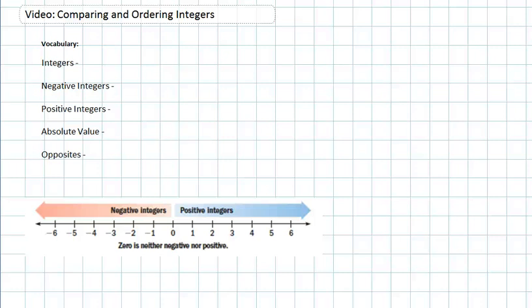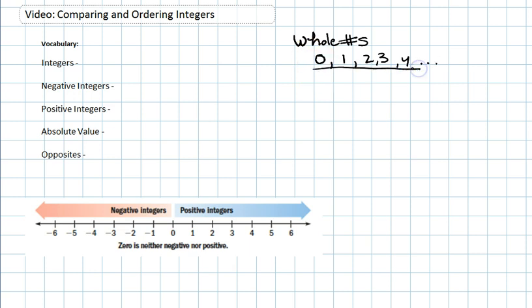This video is on comparing and ordering integers. Let's start by reviewing some vocabulary. What is an integer? Well, let's start by looking at whole numbers. Whole numbers are the counting numbers: 0, 1, 2, 3, 4, and so on. Integers are the whole numbers and their opposites.